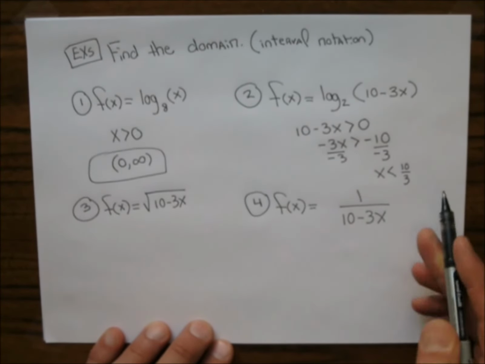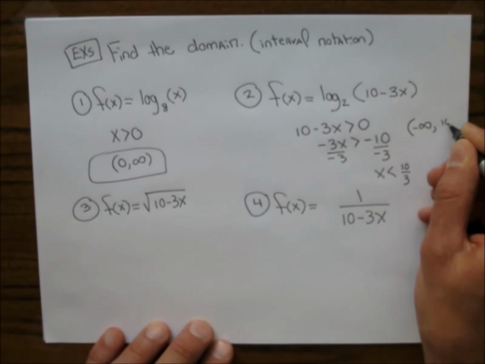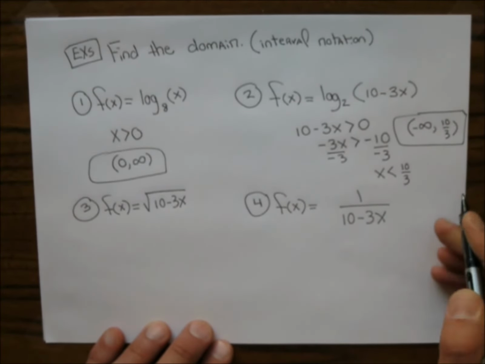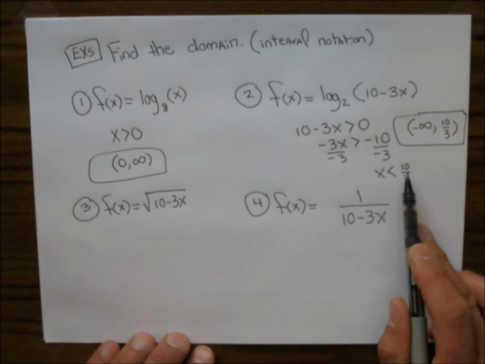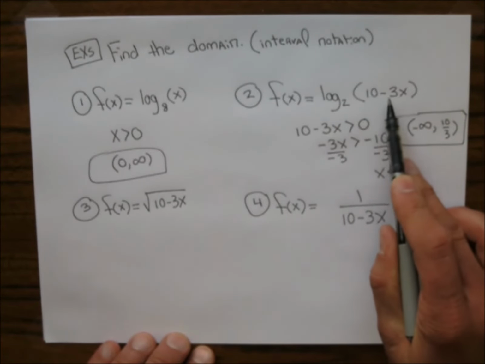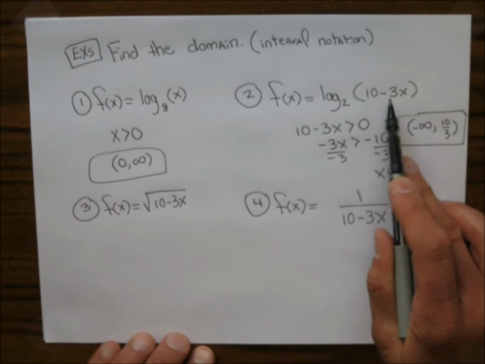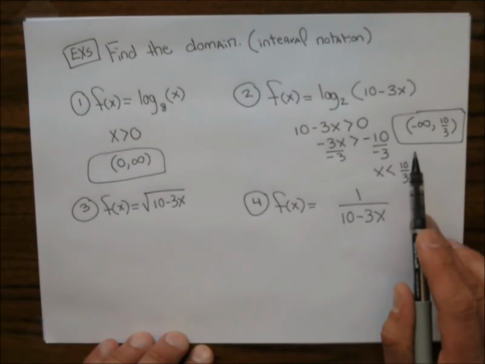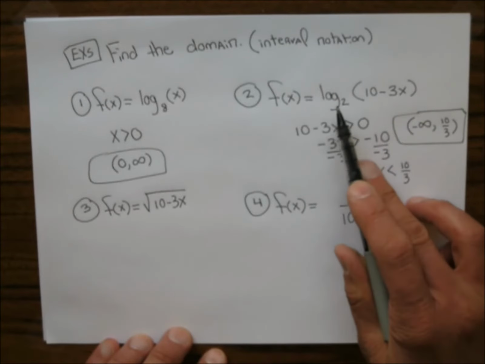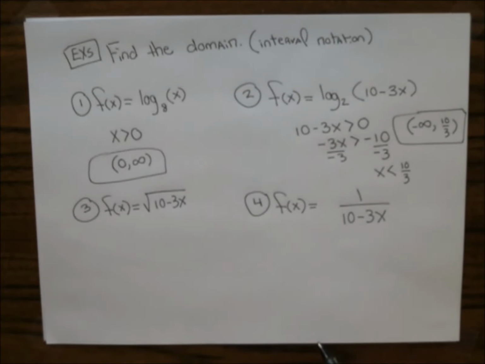So I'm going to write this in interval notation. The interval notation would be from negative infinity to 10/3, parenthesis. So some of you are thinking, hey, you can put a negative number into this? Yes, if you put x equals negative 1, you have a negative 1 times a negative 3, which gives you a positive 3. So you're taking the log base 2 of 10 plus 3, or 13. You just can't put a number like 5 in there, because you'll have 10 minus 15, log base 2 of a negative 5. It just blows up. You don't want to do that.